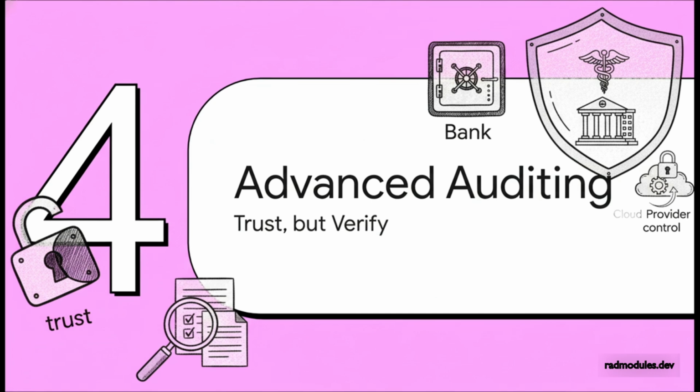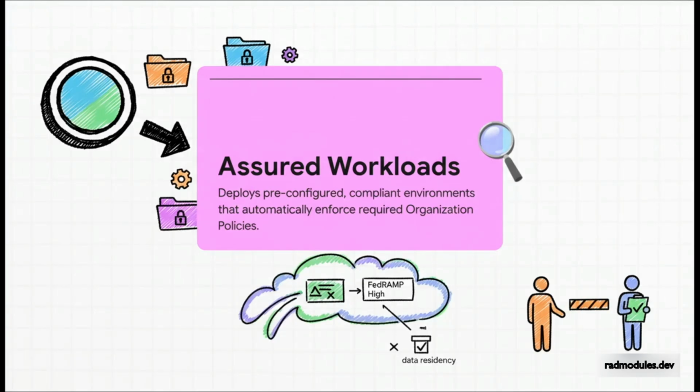All right, but for some industries, right, we're talking finance, government, healthcare, you need to go even deeper. You need an incredible level of transparency and control over what the cloud provider itself is doing. This is where we get into that trust but verify mindset big time. Think of Assured Workloads as a compliance easy button. Seriously, you can spin up a whole environment that comes pre-baked with all the guardrails for a specific regulation, like FedRAMP High. It just automatically enforces things like where your data can live and which support staff are allowed to help you.